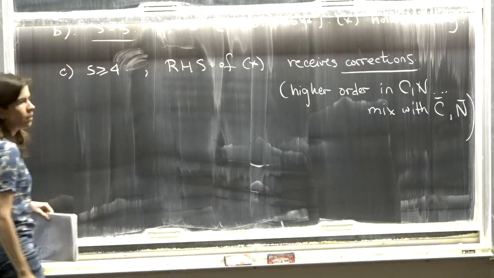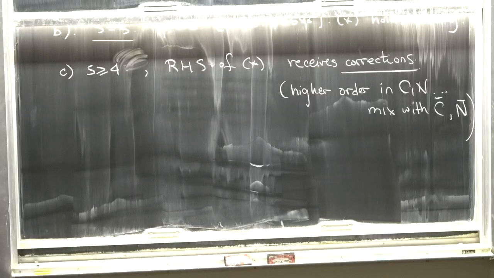Sorry? Yes? Just to confirm, in point A, the second term you've lost by linearizing. That is correct. The second term would be quadratic, so you'd throw it away by linearizing.